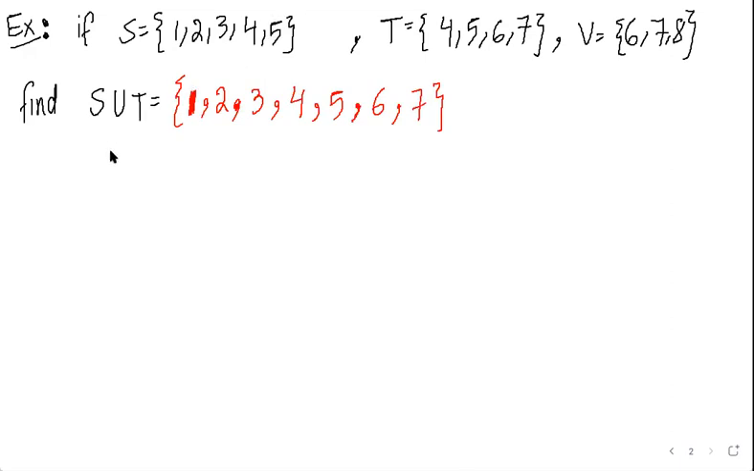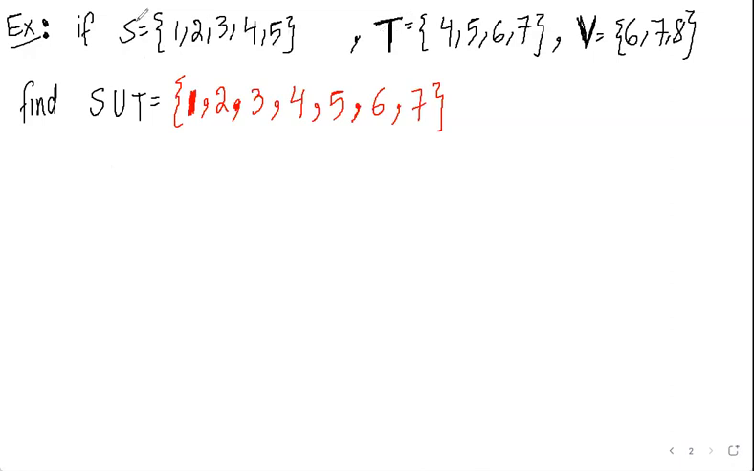Now, the other set, yes, go ahead. You don't include 8? No, 8 is in V. T doesn't have 8. It has 4, 5, 6, 7 only. No 8 inside T. So we're only looking for S and T only. Oh, sorry. Yes, and this is V. Right. Okay, this is V here. This is T.